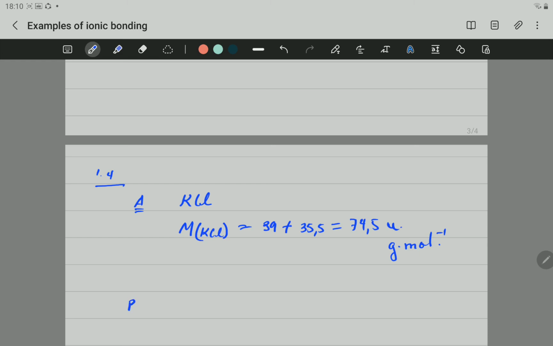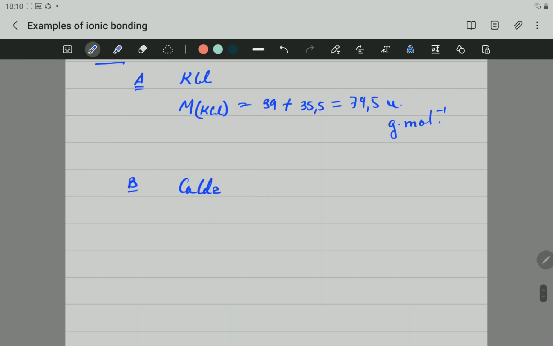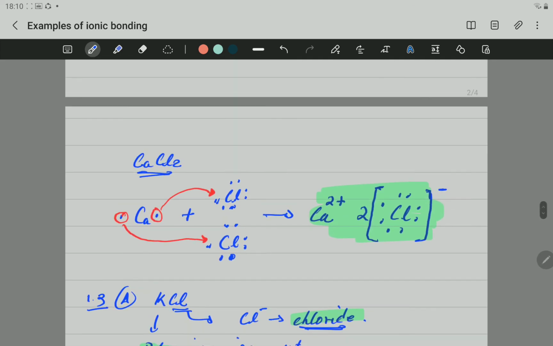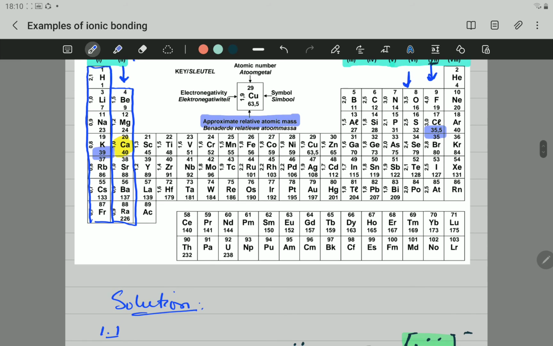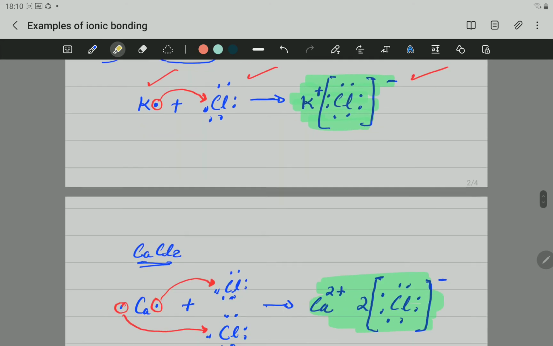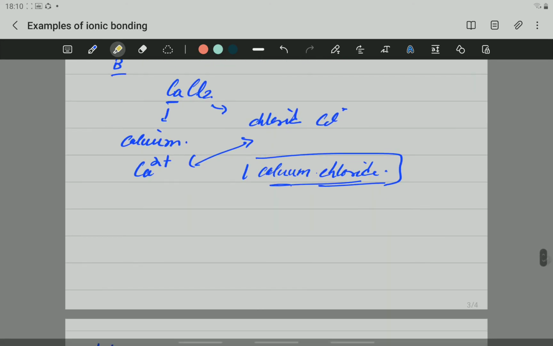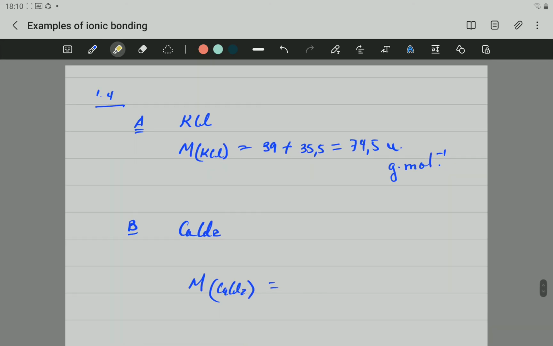Let's see for B. B is CaCl2. So we have to look for the mass of each of them in the periodic table. So let's write here the mass of CaCl2, and then the mass for calcium in the periodic table. It is 40, you can see it there quite easy.